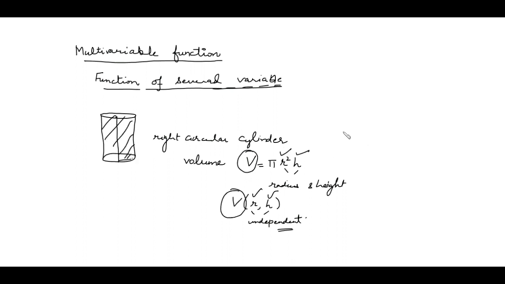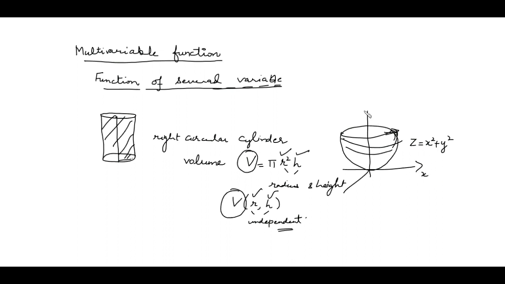In the same way, if you want to find out the height of a paraboloid, this height is in terms of x square plus y square. So this depends on two variables x and y. Let's suppose this z denotes the height of this paraboloid. This height depends on two independent variables x and y. So it comes out in terms of x and y. So it's a function of two variables x and y.